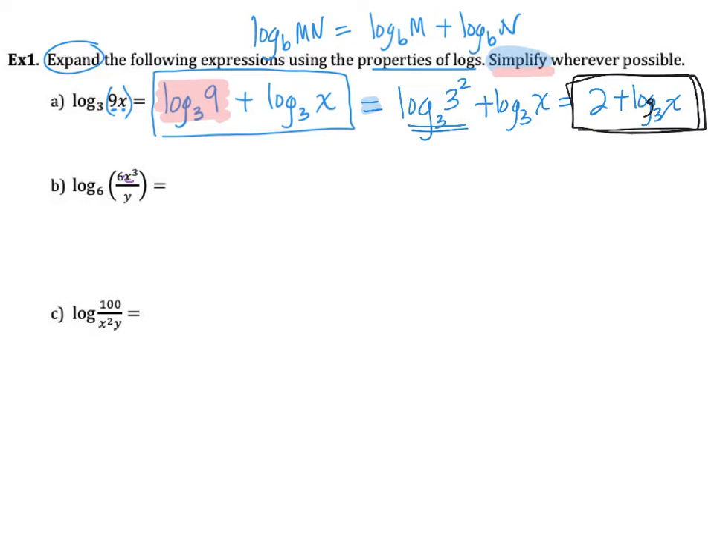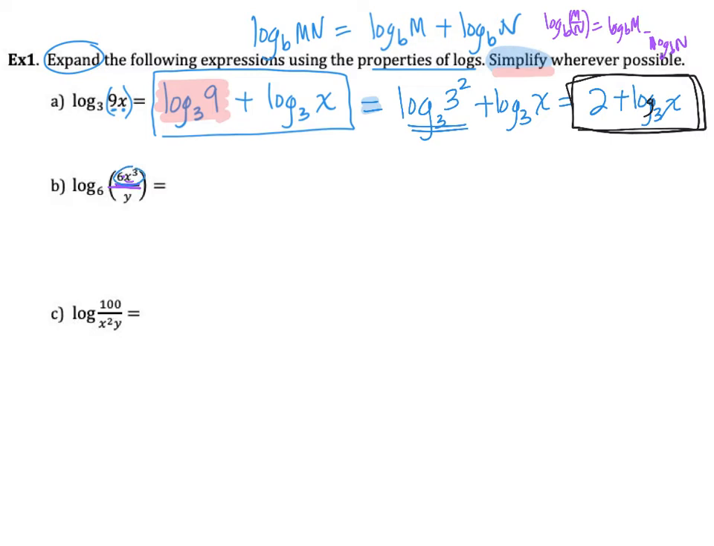So with this division bar right here, the other rule that we're going to have to use is log base b of m divided by n, which is log base b of m minus log base b of n. Sorry, I ran out of room in my document, so that's what I had to do. So log base b of m divided by n, you put a subtraction. So what do we have here?